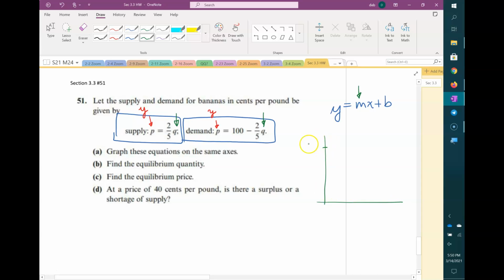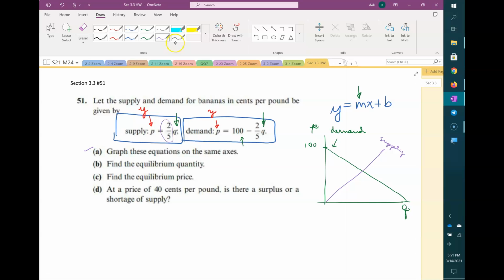Okay, so you know that 100 is your y-intercept of the demand graph, and then it has a negative slope. So this is my Q, and this is my P, and this is my demand. And then I have a supply that has a positive slope, and it starts at 0, 0. So this is my supply. And they always look this way, where the supply has a positive slope and the demand has a negative slope. And we talked about that when we learned about it in the lesson. So that's A, graph these equations on the same axes.